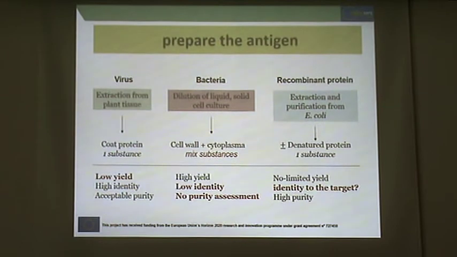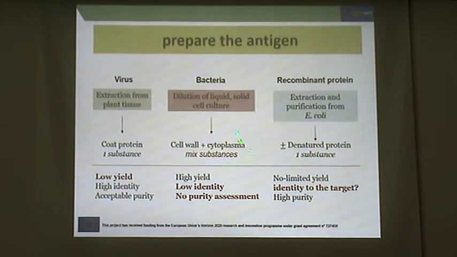So we will be focused on bacteria now, and later also on recombinant proteins. How do we prepare the antigen preparation? When I say antigen preparation, I mean the preparation we use to immunize the animal. So it has to be injected in the animal.